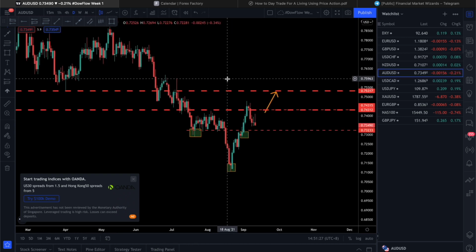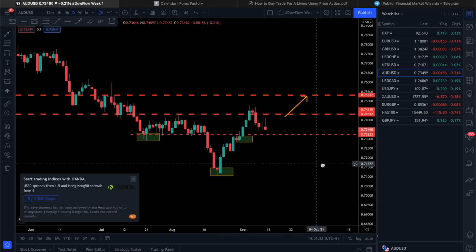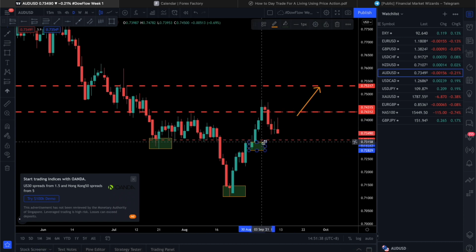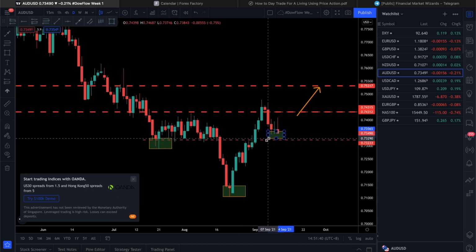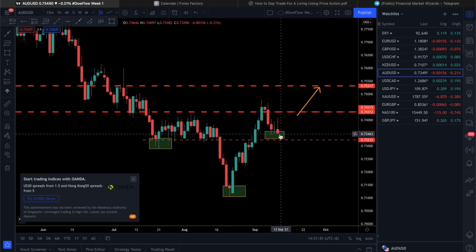Now, this is Aussie dollar. Aussie dollar is looking bullish. The market condition is bullish because we have an inverted head and shoulders pattern, okay, at least a potential one. You can see right here that this is the left shoulder, this is the head, and this is potentially the right shoulder that is being formed right now.